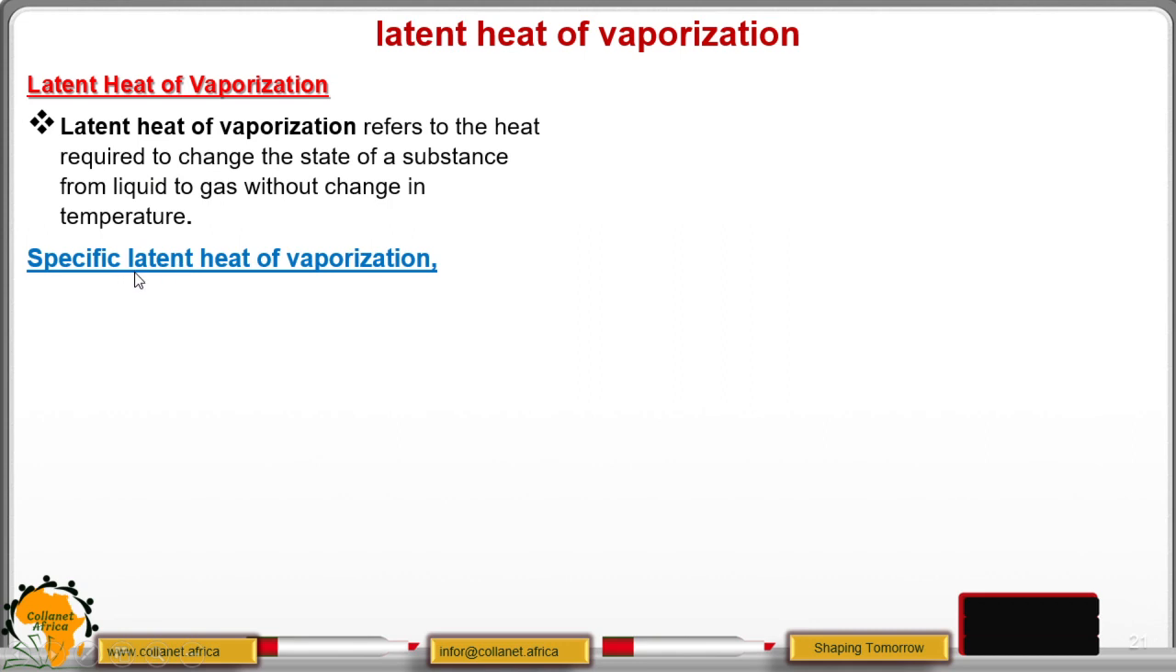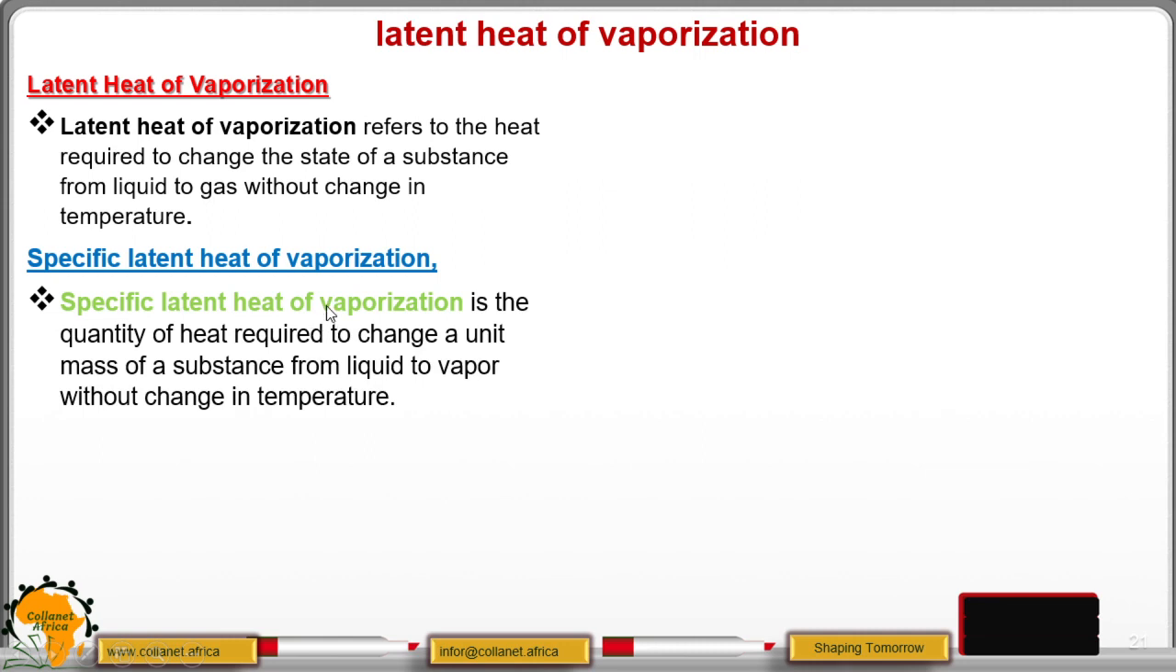Then we come to specific latent heat of vaporization. Now, this is the energy required to change a unit mass of a substance from liquid to vapor without change in temperature. Note the difference. In the first definition, we are just referring to the amount of substance. We are not specific. But when we come to specific latent heat of vaporization, we are specific and we want a unit, 1 kg of mass.